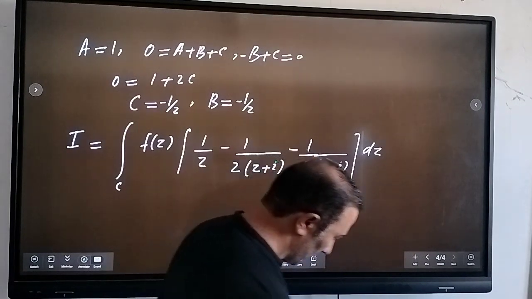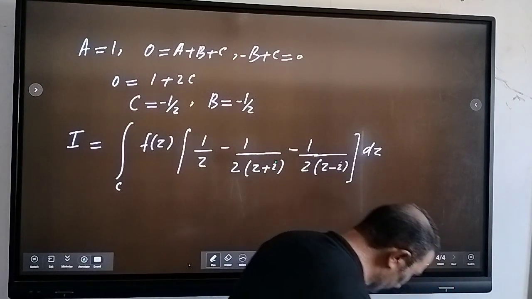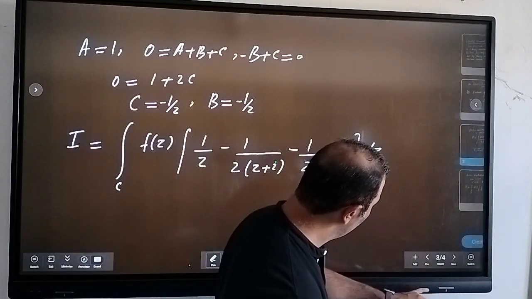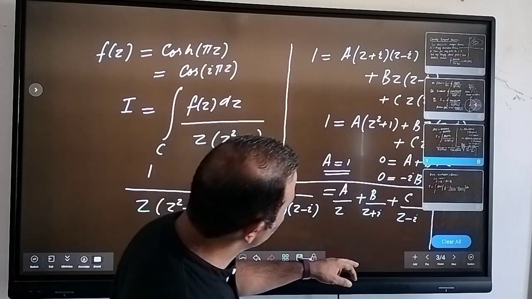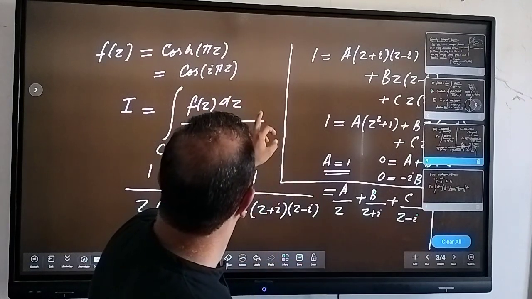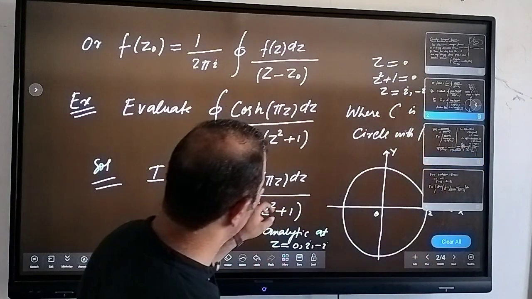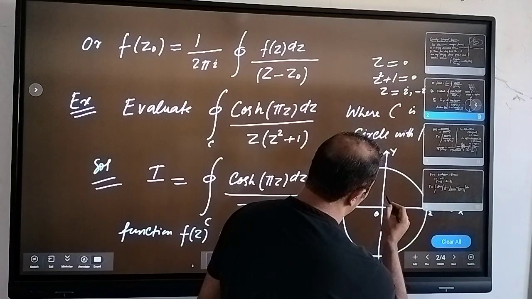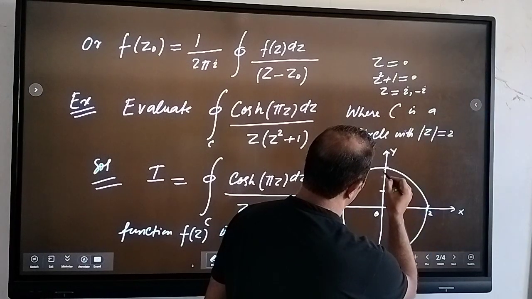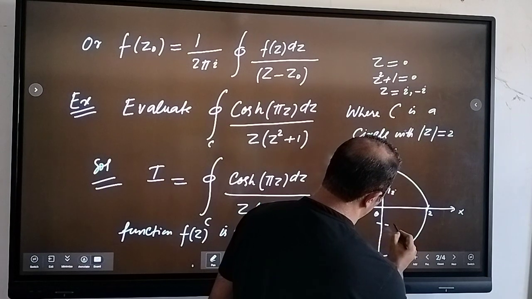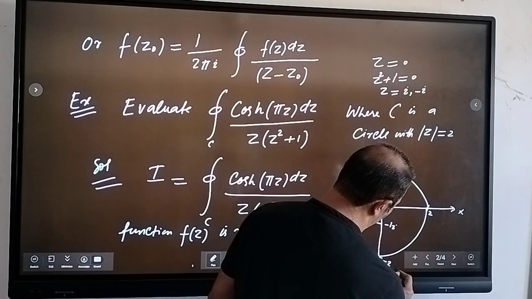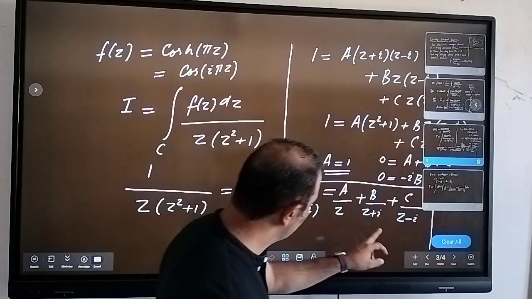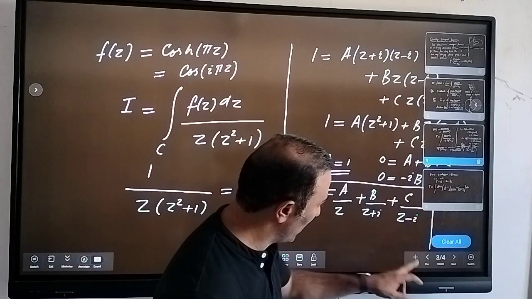Just check, if you remember, our circle is this one. So we have this circle, right? These are the imaginary values: this will be 1 iota, and this will be 2 iota, and this will be minus 1 iota, and this will be minus 2 iota. If you check the points, our points here are z equal to plus iota and z equal to minus iota.